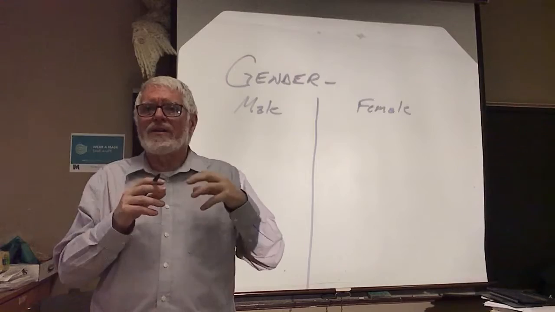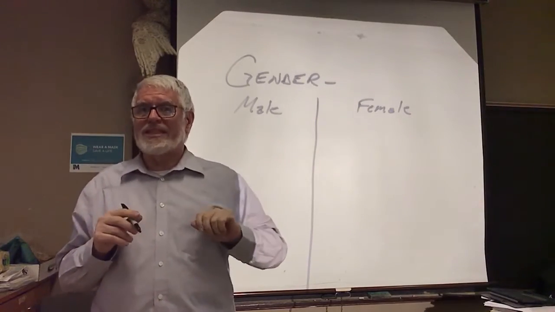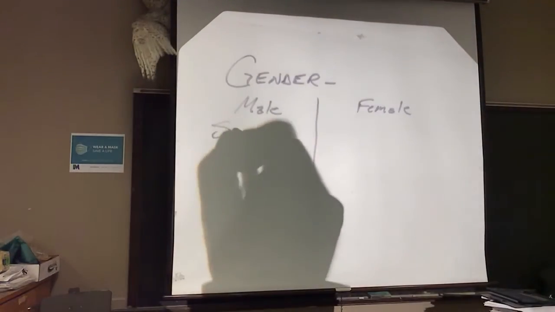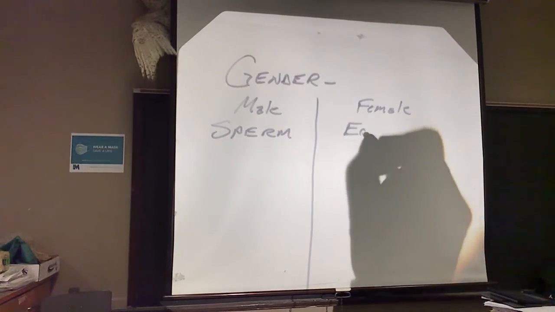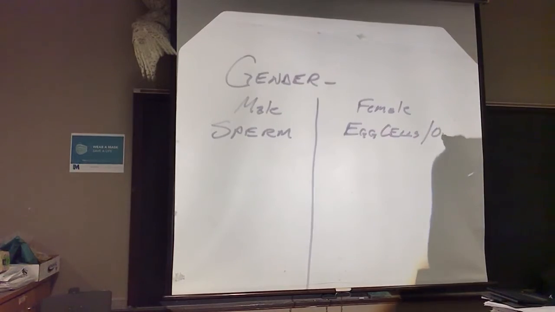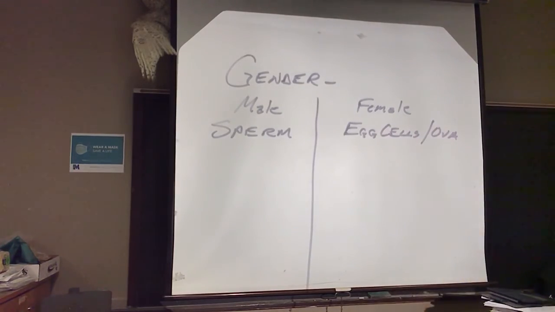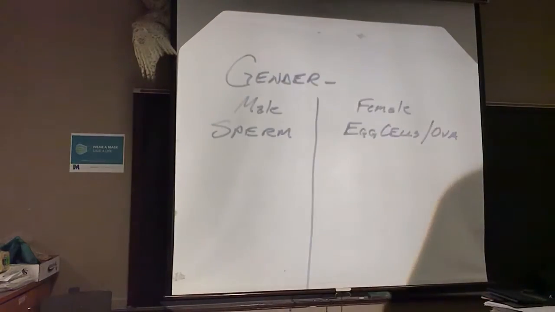Throw out all the animal bits and pieces that you connect. This all comes down to the cells that are made. Males make sperm. Females make egg cells, technically called ova, but we're gonna just call them egg cells. And I'm gonna lead right off with the major difference.